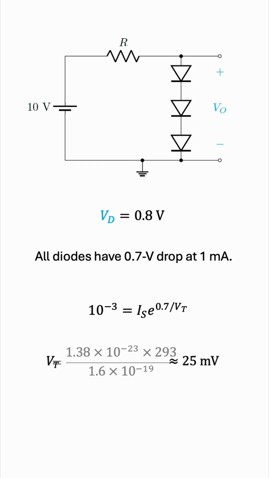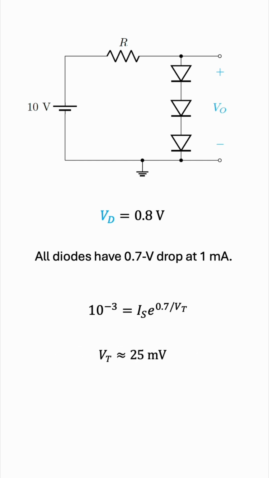So, substituting this in the equation allows us to solve for IS, the diode parameter, and this is e to the negative 28 milliamperes. You may be wondering, why did I leave it exact like that? What are we, mathematicians? Actually, we're going to use this IS in further calculations, so to avoid any rounding error, I'm going to use this exact form.